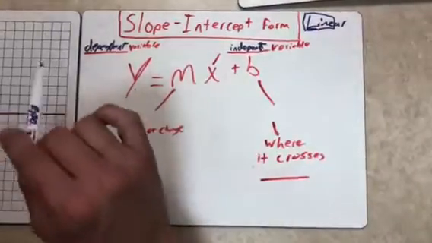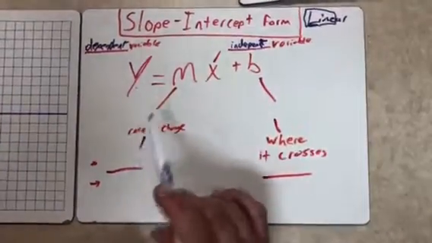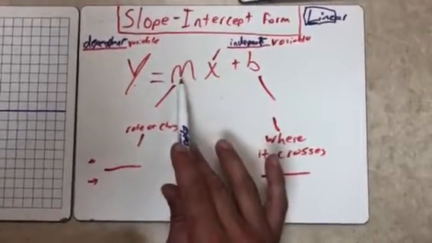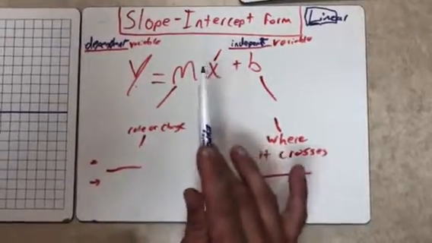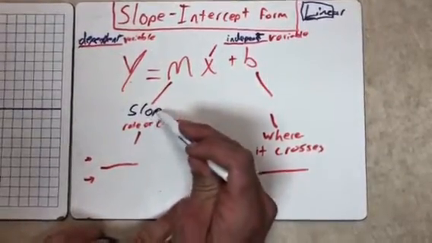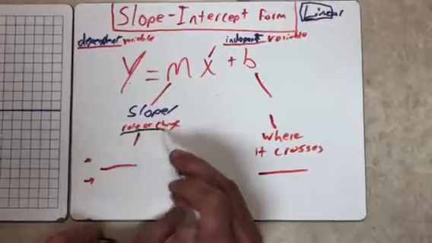Now, remember I said it's called slope-intercept form. We have two other letters in here, m and b. One of these is going to be slope and one of these is going to be intercept. Our m is going to be our slope. Now, we also call that our rate of change.